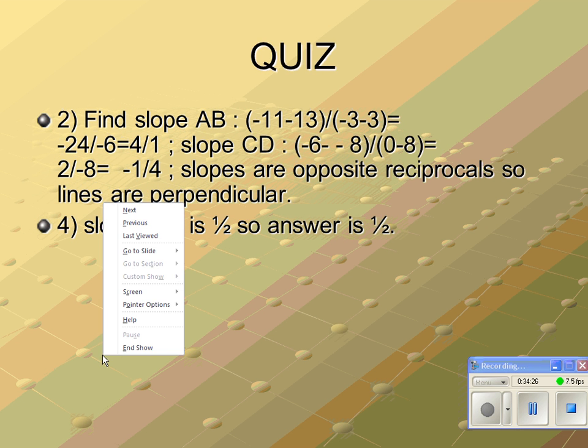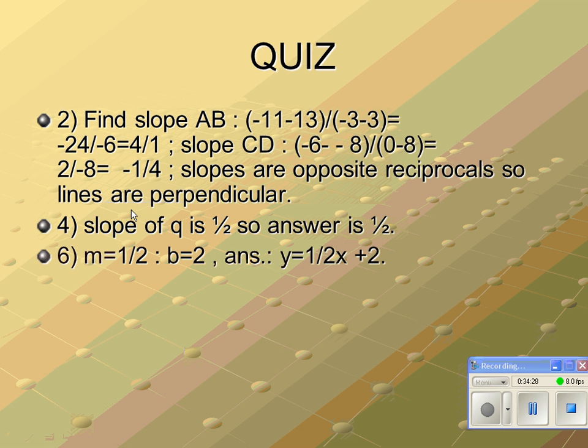Next one. Figure out that the slope is 1/2. I think that was line Q again, wasn't it? Line Q's slope was 1/2. The y-intercept was 2. They wanted us to write an equation for that. So y equals mx plus b form. We just stick in the m and the b and get y equals 1/2 x plus 2.